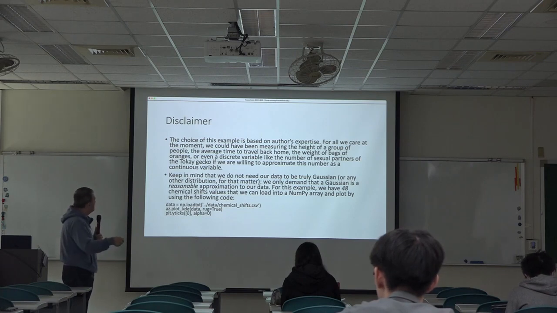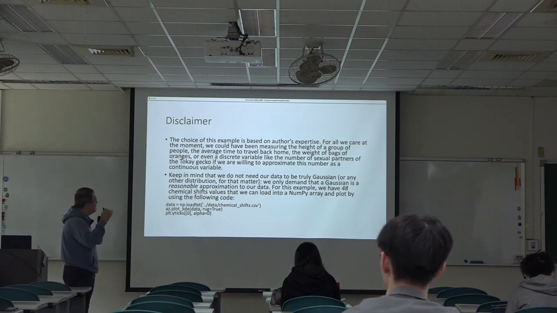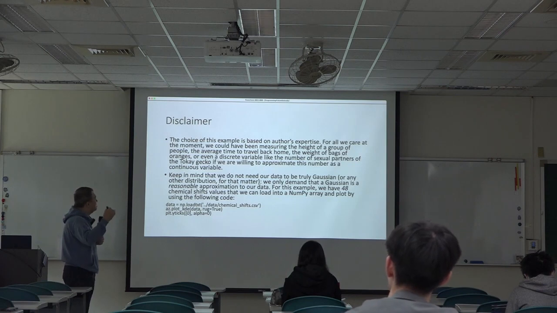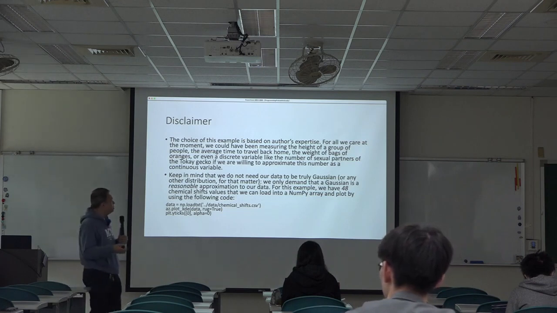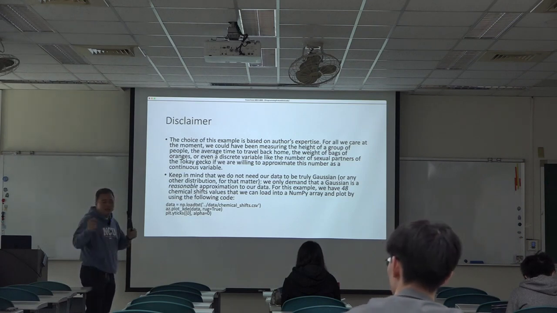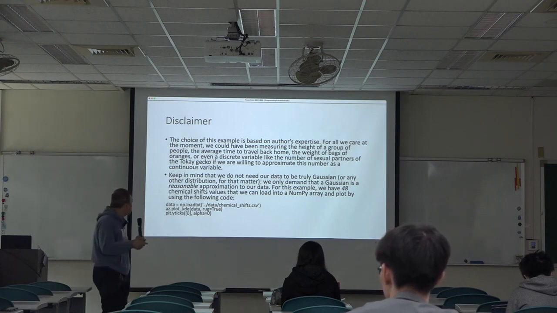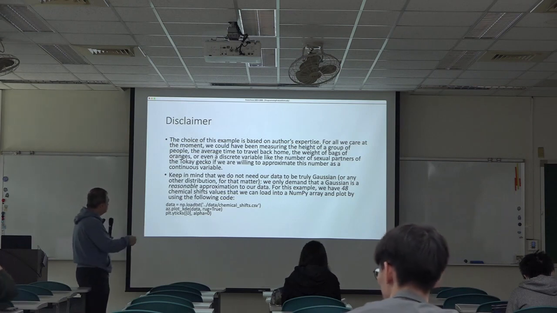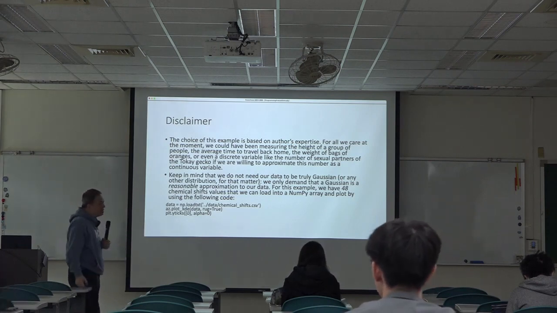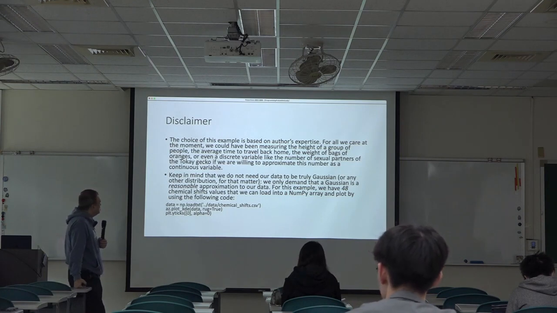For all we care at the moment, we could just as well have measured the height of a group of people, the average time to travel back home, the weight of bags of oranges, or even a discrete value like the number of sexual partners of the tokay gecko. You know gecko, right? A kind of lizard. Basically all these you can approximate by the Gaussian distribution anyway.